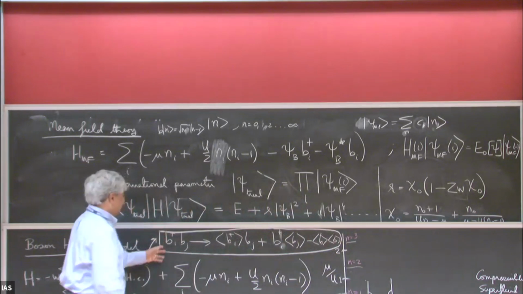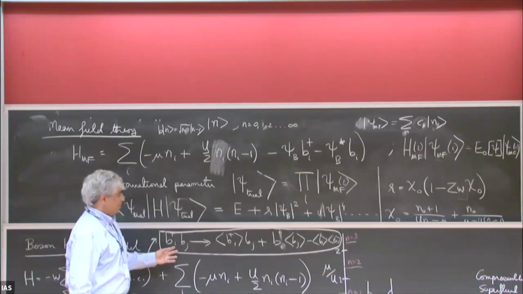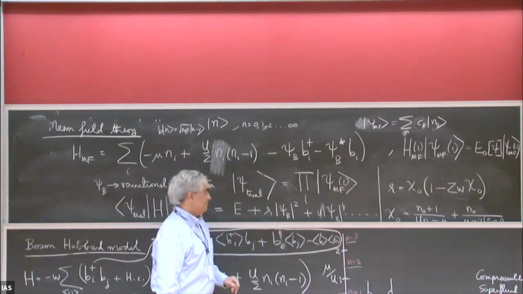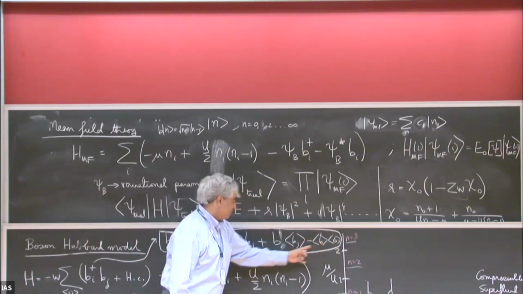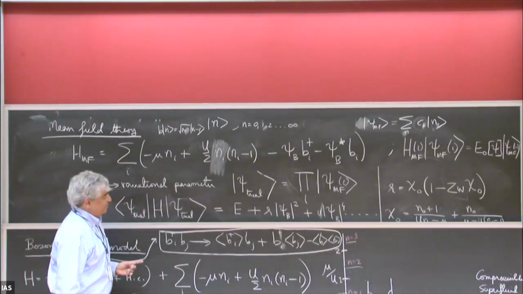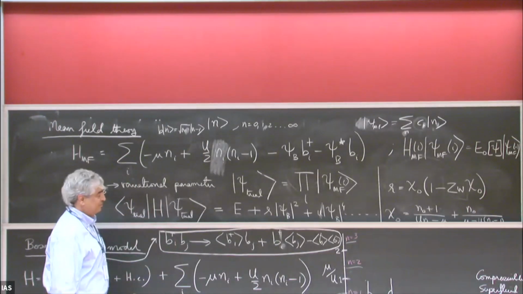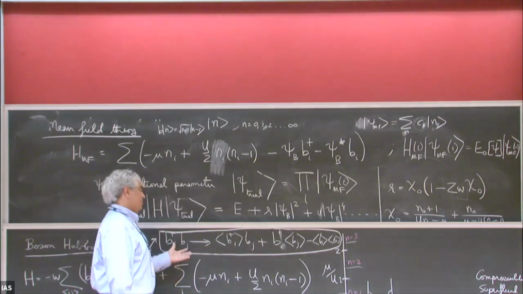Whenever you have an operator that you want to factorize, you factorize one and then you factorize the other, and then you subtract the products of the two factors to make sure you don't double count. And this is the usual Hartree-Fock procedure applied to bosons here. And that's really what I'm doing.